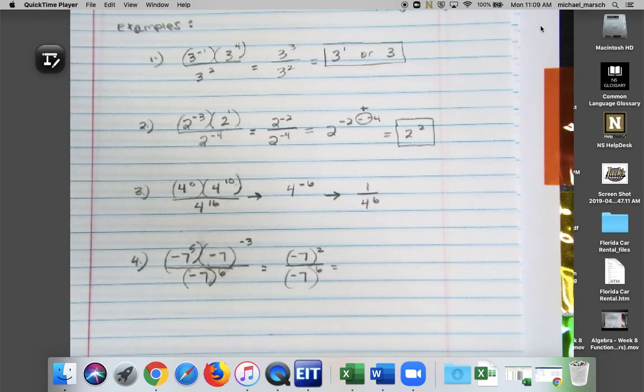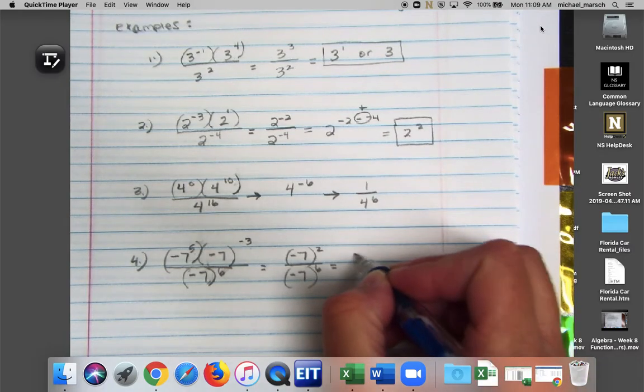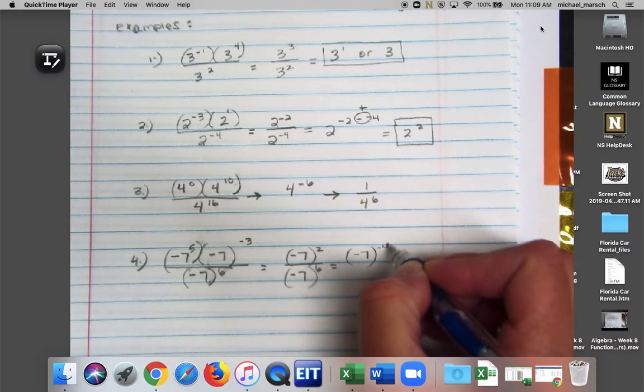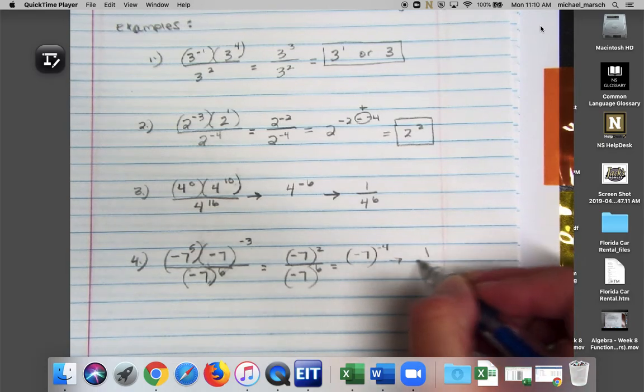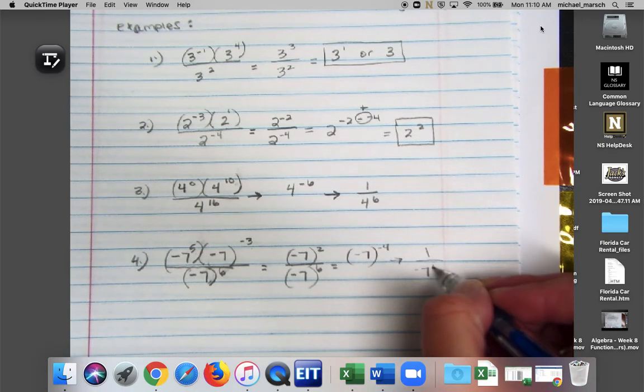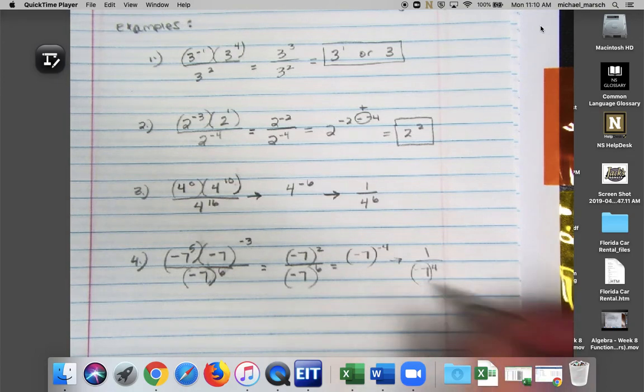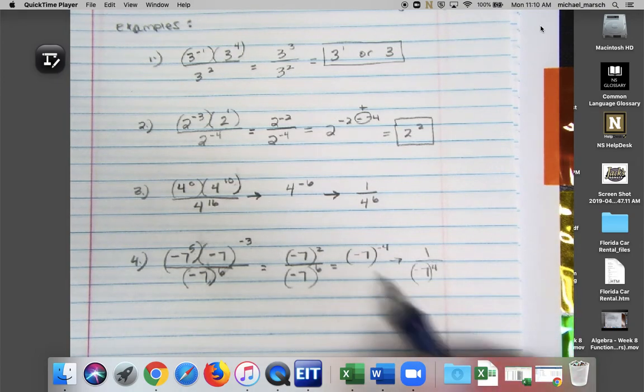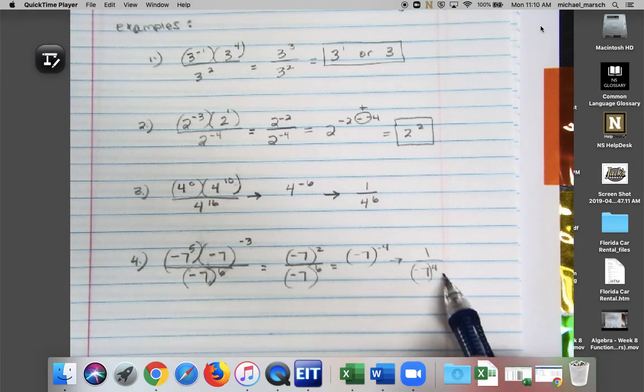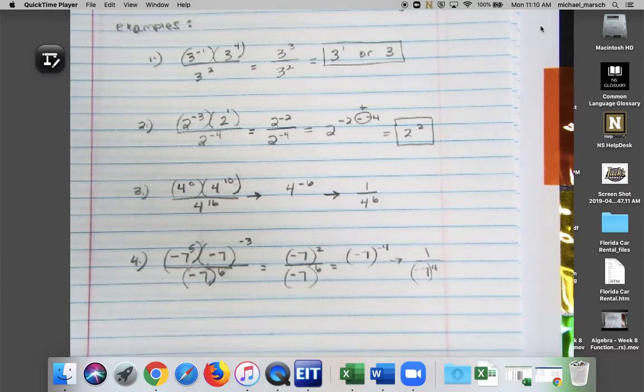What am I going to get? What's 2 minus 6? Negative 4. Negative 7 to the negative 4. I can still have this be negative 7, but I now have a positive 4 as my exponent. So my base still stays negative, but my exponent changed to positive when it went to the denominator. Okay.